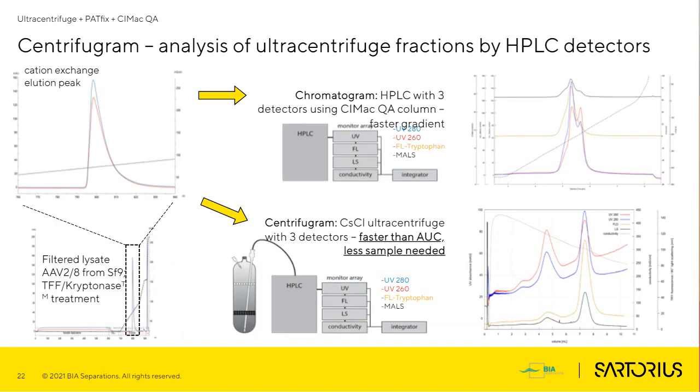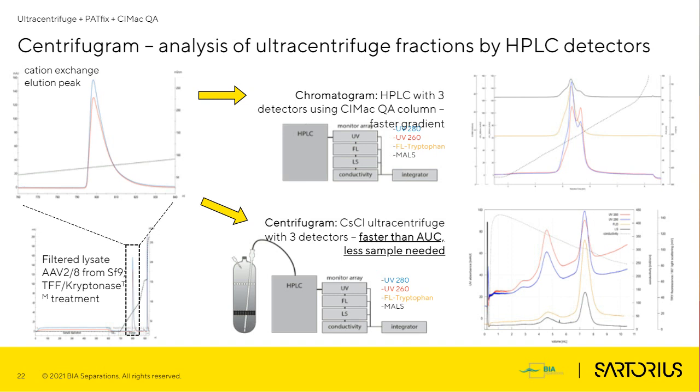This method, by the way, we conveniently named centrifugram because it is combining the ultracentrifuge with chromatograms. So we started from the filtered lysate of AAV8 harvest, which was prepared in Sf9 cells. So this harvest was prepared through the nuclease treatment and TFF, and was then purified on a cation exchange. So this was the capture step. And then this capture step was analyzed using two different methods. So the first one is the standard chromatogram, which you can see on the upper graph. And then we did the ultracentrifuge and we used HPLC detectors for our centrifugram.